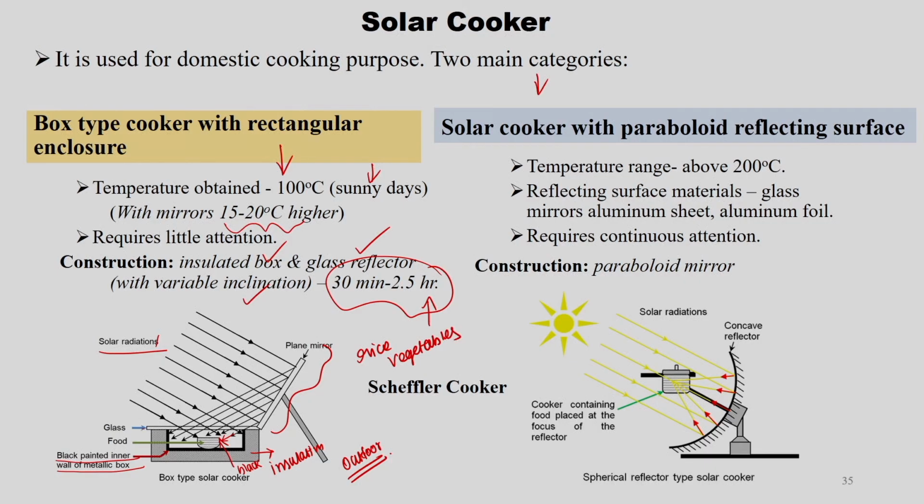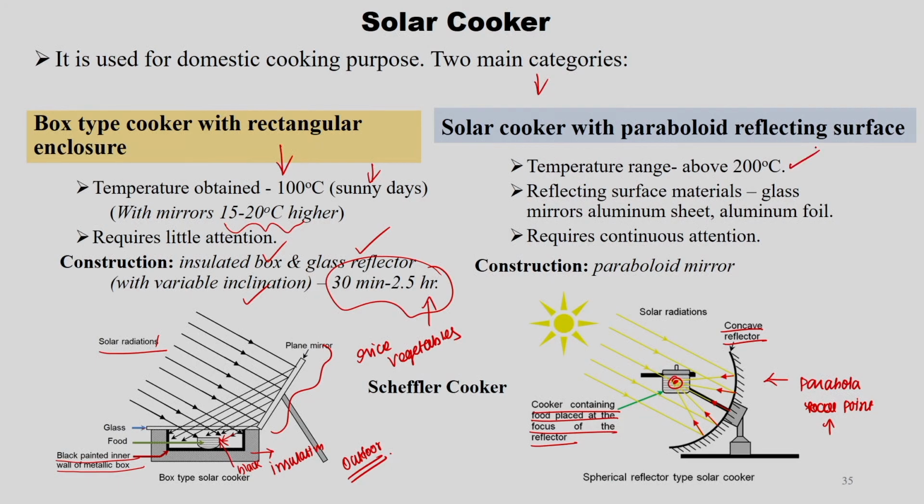And the second one is the solar cooker with paraboloid reflecting surfaces. So, this is the construction. You have a concave reflector. Based on the focal point, that particular point is where you keep your cooking material; the cooker containing food is placed at the focus of the reflector. This is the paraboloid based on the parabola focal point. There is a calculation, and based on that calculation, the focal point is decided where your cooker is kept.